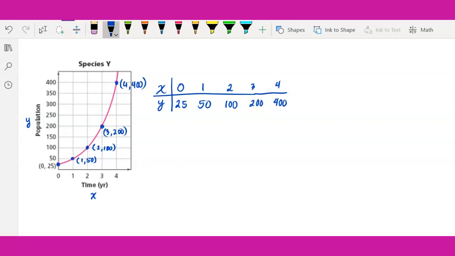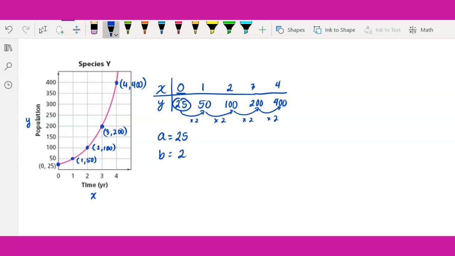Now you're asked to write your exponential function. You want to find a first. So a is equal to, well, when x is equal to 0, that is your a. So a is equal to 25. So what is your b? Well, from 25 to 50, you multiply by 2. From 50 to 100, you multiply by 2. From 100 to 200, you multiply by 2. From 200 to 400, you multiply by 2. So your b is equal to 2.